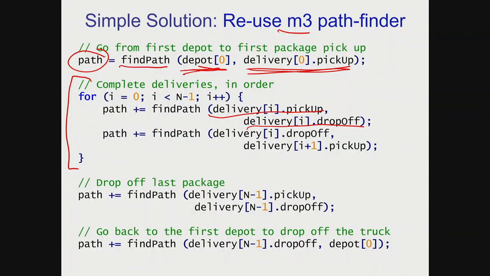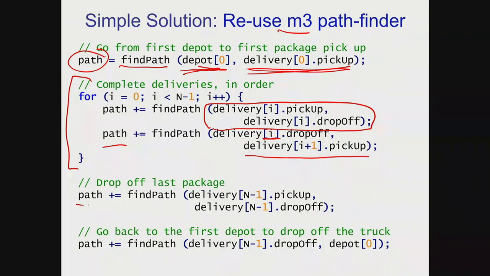So this basically made a drop-off, right? I went from my pickup location to my drop-off location. Now I need to go pick up the next package, so I'll say, okay, I'm currently at the drop-off for delivery I. I just want to go to the pickup location for the next package, I+1. So add that into my solution. And just keep doing that until I've made all my drop-offs except 1, and I picked up the last package. I just need to drop off the last package, so I'll make a final call to find path, going from the last pickup to the last drop-off.